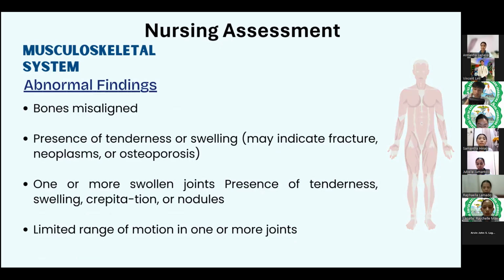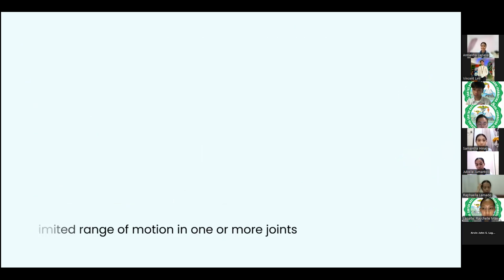So for abnormal findings, bones are misaligned, and the presence of tenderness or swelling may indicate fracture, neoplasms, or osteoporosis. There may be one or more swollen joints, tenderness, swelling, crepitation or nodules, and limited range of motion in one or more joints.